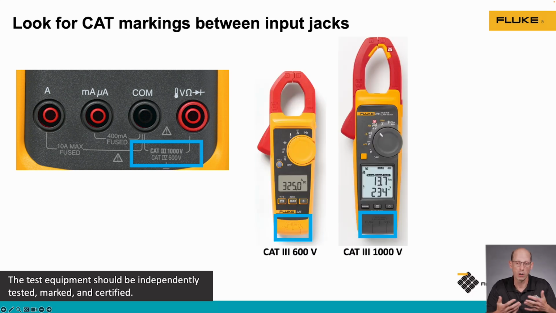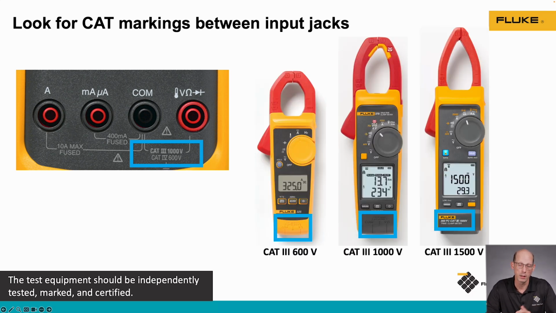Also, we have our line of clamp meters. On the left-hand side here, you have the 325 clamp meter, which is category 3 600 volt rated. In the middle, we have the 378 clamp meter, which is category 3 1000 volt rated. And on the right, we have the 393 clamp meter, which is category 3 1500 volt rated. Now these photos are relatively to scale, so you can see as the voltage rating goes up, the size of the test tool goes up as well. And that's because there's additional clearance inside that tool to provide additional layers of safety in case there's a transient voltage spike.